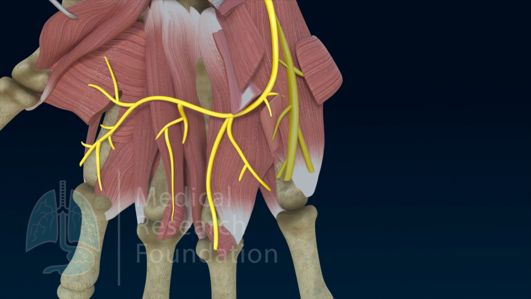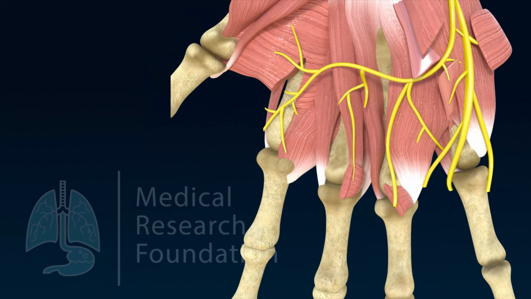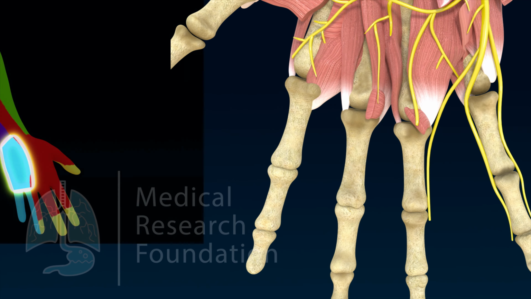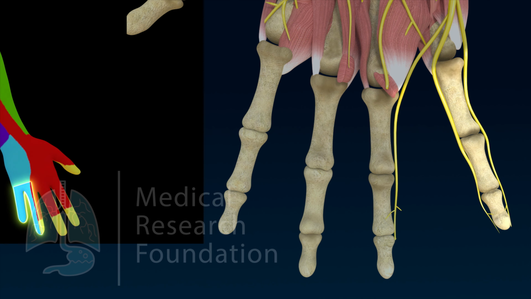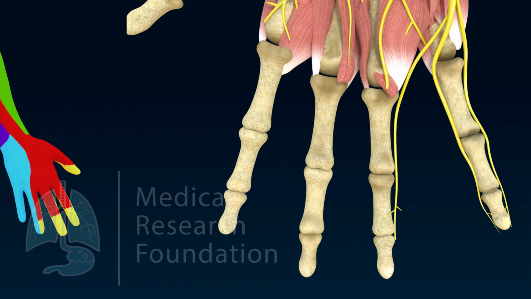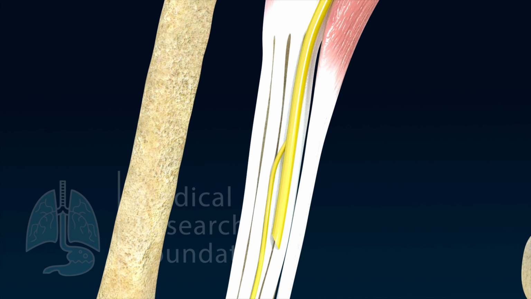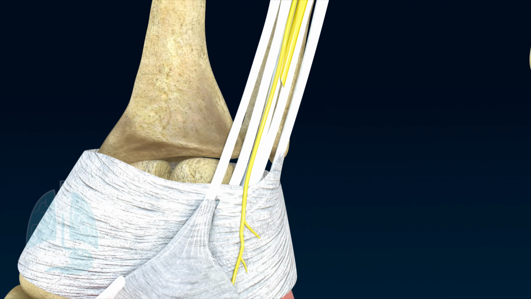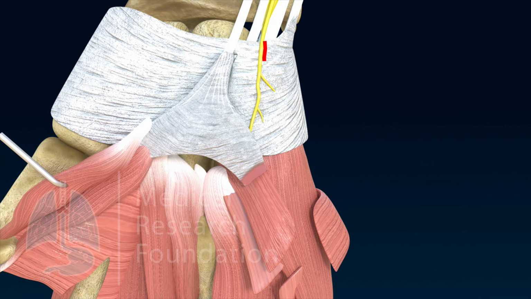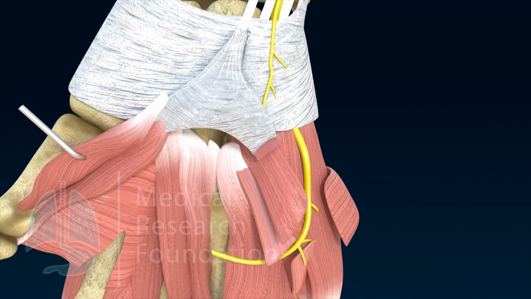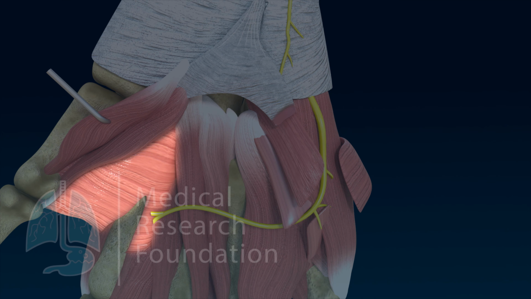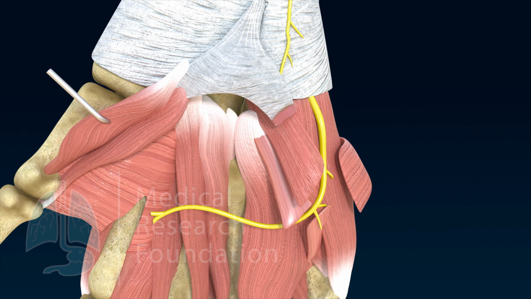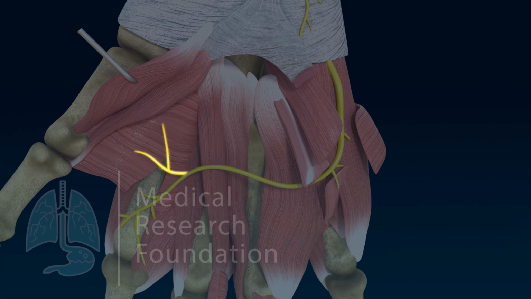The superficial terminal branch supplies palmaris brevis, and provides sensory innervation to the skin on the palmar surface of medial 1.5 fingers. The deep terminal branch enters Guyon's tunnel under cover of pisohamate ligament and turns laterally within the substance of adductor pollicis, which it supplies.